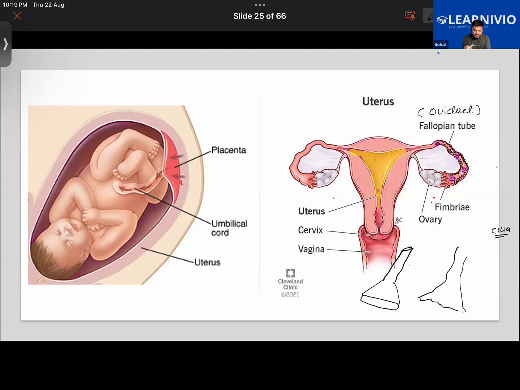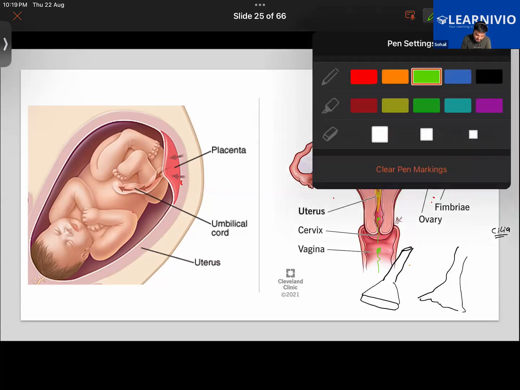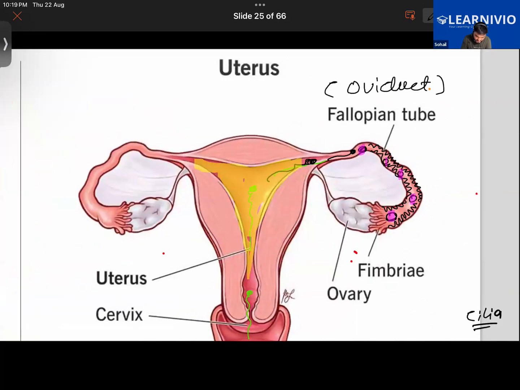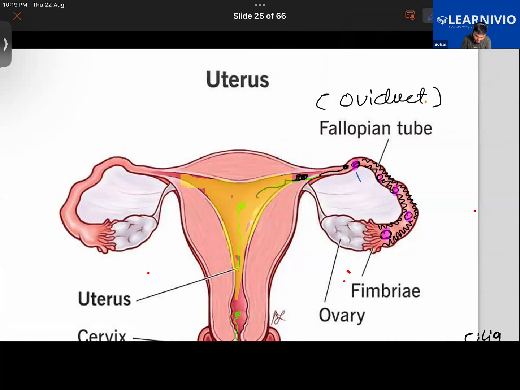Now, talking about the uterus, how the development of the baby takes place here. The sperm comes into the vagina, and then goes into the cervix, and then finally all the way into the uterus, and reaches the fallopian tube. Let me use a different color. As it reaches the fallopian tube, from one side the sperm is coming, from the other side the ovum is there. Ovum and sperm.